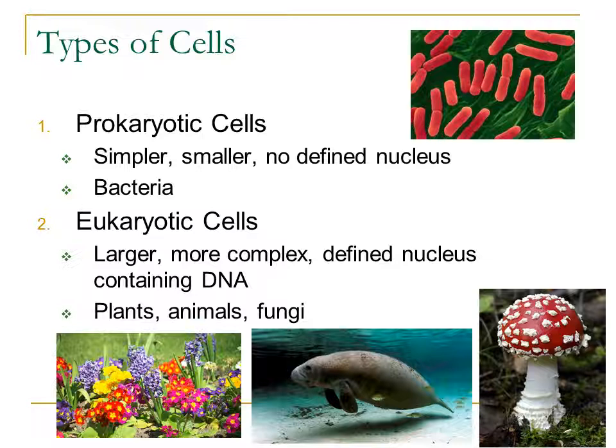On the other hand, when we talk about eukaryotic cells, these are, I think, probably what people typically think of when they think of a living organism. These are the bigger, kind of prettier organisms, like on the bottom of the page you see flowers or a manatee or mushrooms. These are larger, more complex organisms that have a defined nucleus that contains DNA. We're going to talk about the nucleus in just a little bit, and you'll get a better understanding of what a defined nucleus really is. But examples, again, are plants, animals, and different types of fungus.